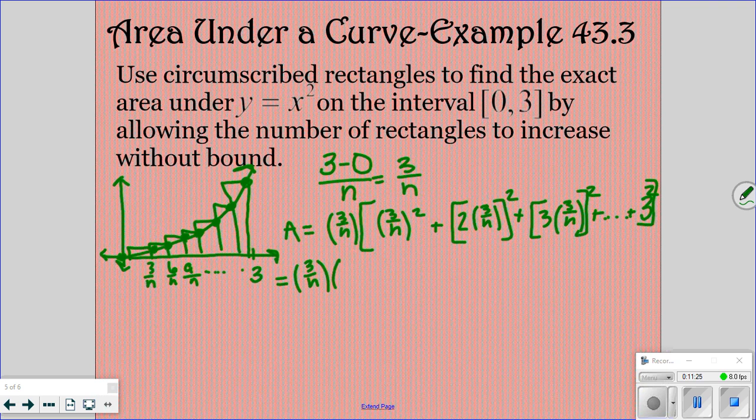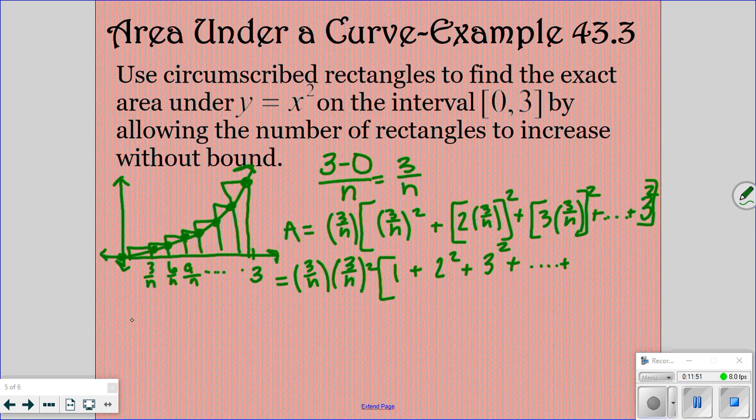So if I pull out a 3 over n squared, this first term is just left with a 1. The next term is left with a 2 squared. The next one is left with a 3 squared. So sometimes if you write it in this format, it makes it a little bit easier to see what you're left with. Okay, and then the last one, that one's the hardest one for people to see.